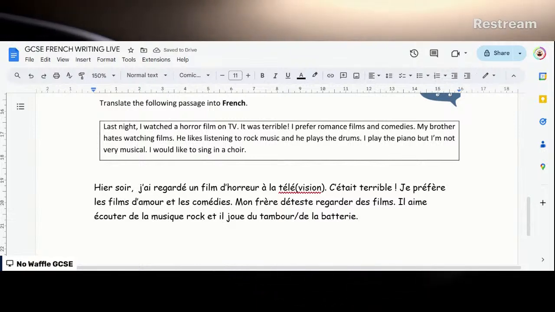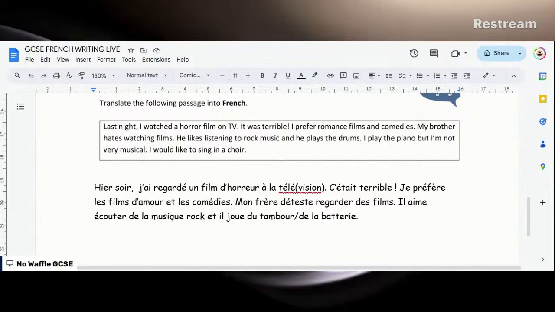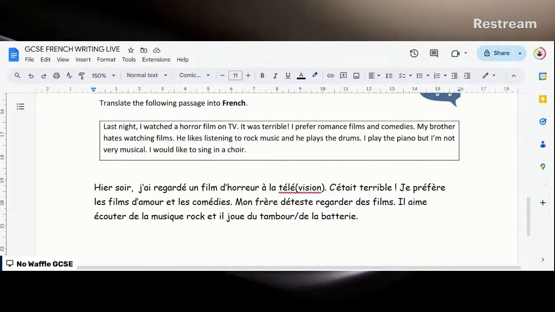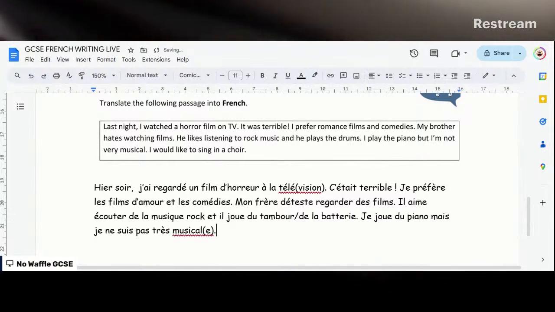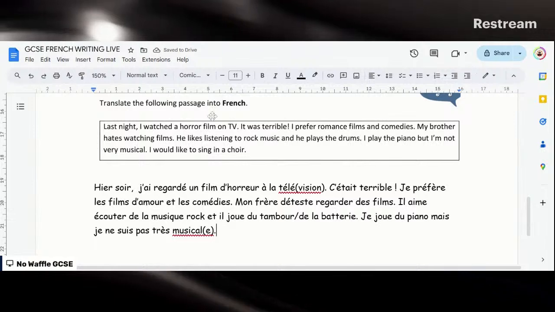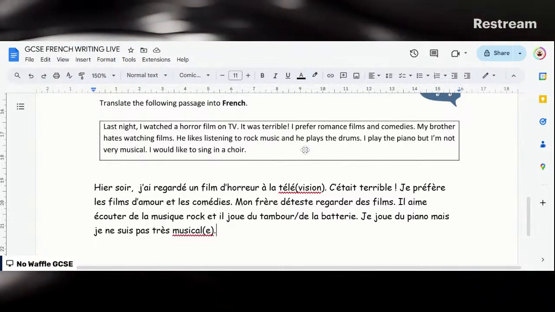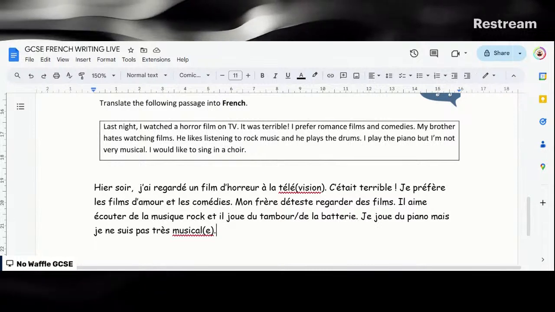I play the piano, but I'm not very musical. I would like to sing in a choir. So I play the piano, je joue du piano, mais je ne suis pas très musical. Now, it doesn't really matter here whether you take on the masculine or feminine, because you don't know if the person speaking is masculine or feminine necessarily unless they say it. So it doesn't matter if you add an E or not. So it's kind of lucky in that case.